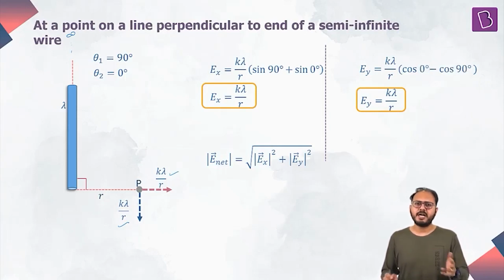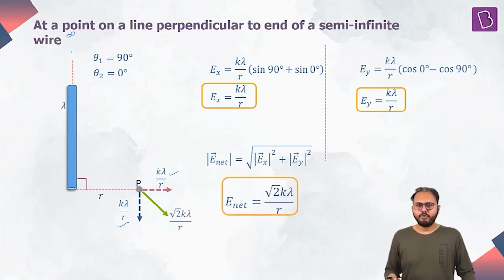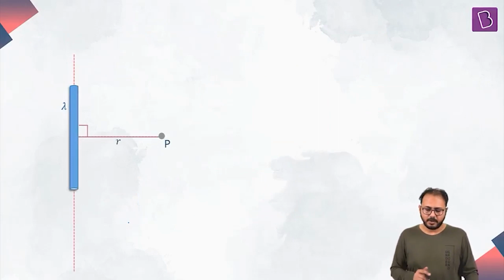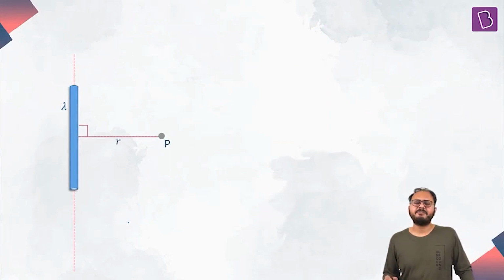Had it been a negative charge, exact opposite. And the net electric field is root 2 times k lambda by r. But I would like you to remember both the components form, because the resultant you can take anytime you want. Got it? Semi-infinite wire is clear? Perfect. Shall I take one more special case? All right, with your permission, it's infinite wire.